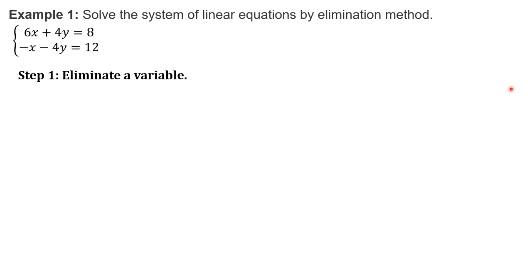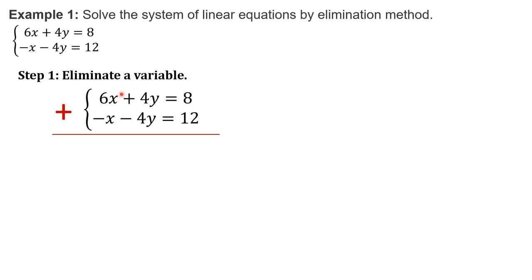So let's start with eliminating a variable. Let's add this equation. Positive 6x plus negative x will give us positive 5x, since the coefficient of this is negative 1, so it's 6 plus negative 1. Since our goal is to eliminate a variable, positive 4y plus negative 4y will be cancelled because it will be equal to 0. You do not have to write 0. Then 8 plus 12 will give us positive 20.